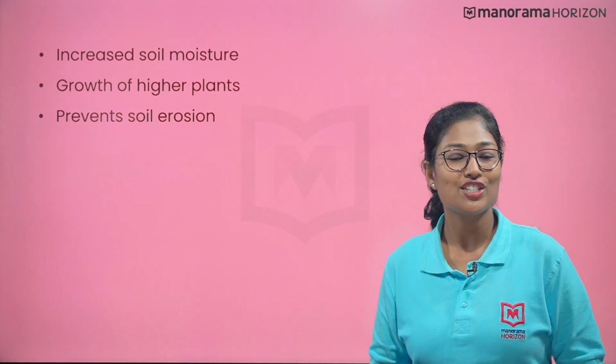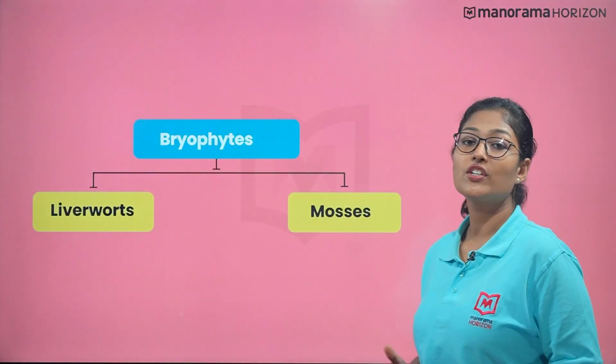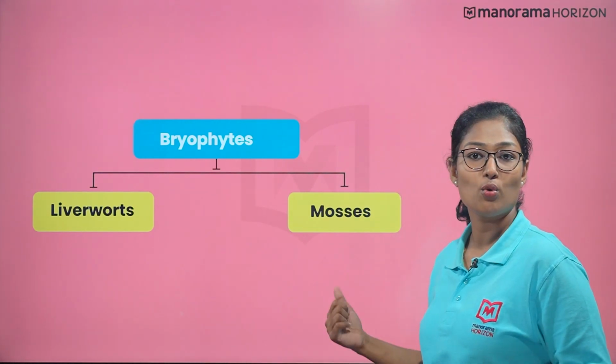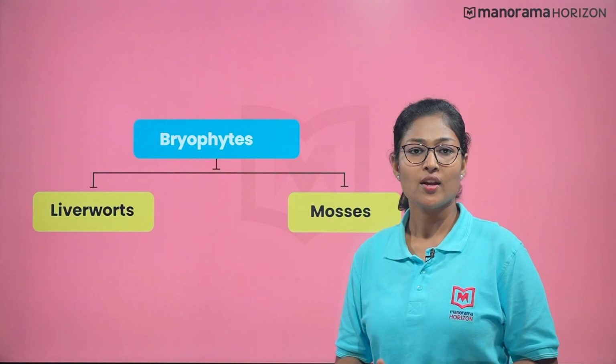Are there any divisions of bryophytes? Yes, there are two divisions of bryophytes. One is liverworts and the other is mosses. So let's learn about liverworts first.